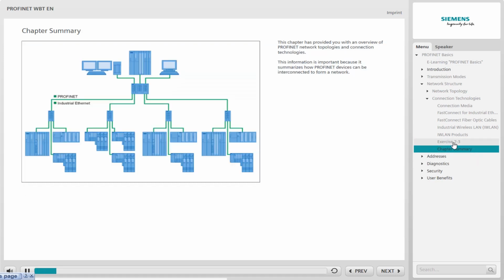This chapter has provided you with an overview of PROFINET network topologies and connection technologies. This information is important because it summarizes how PROFINET devices can be interconnected to form a network.